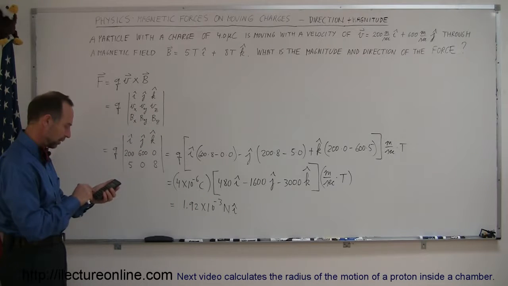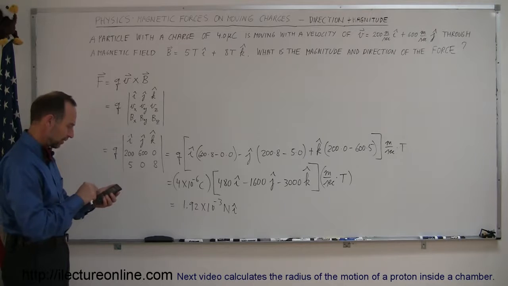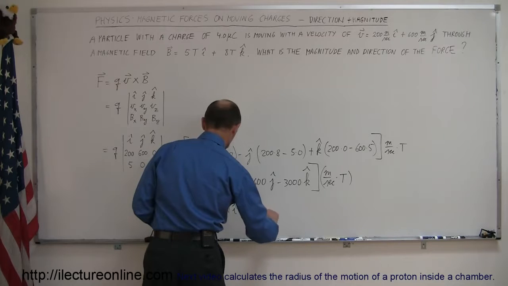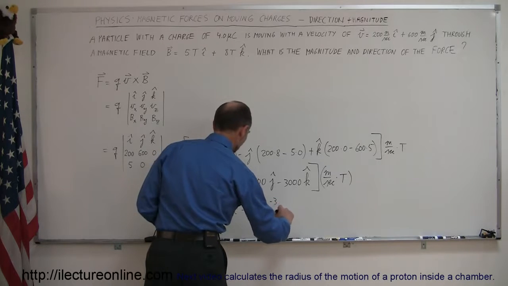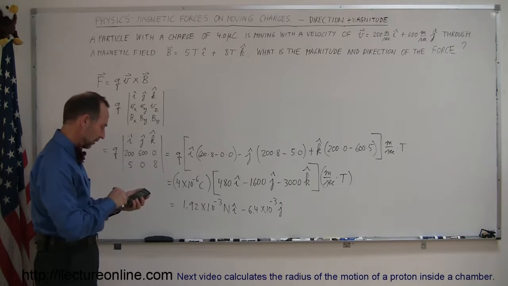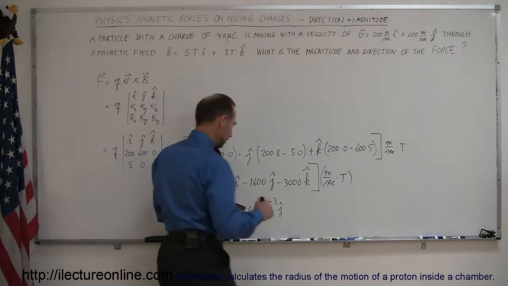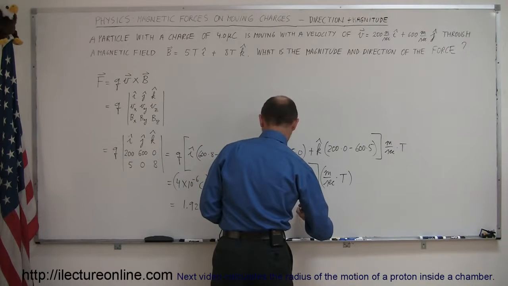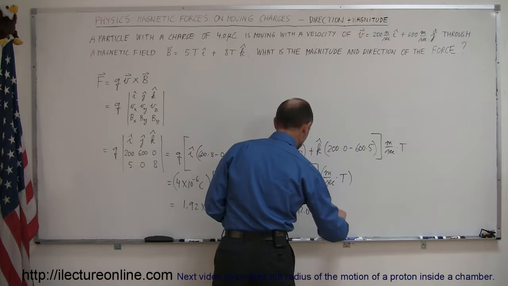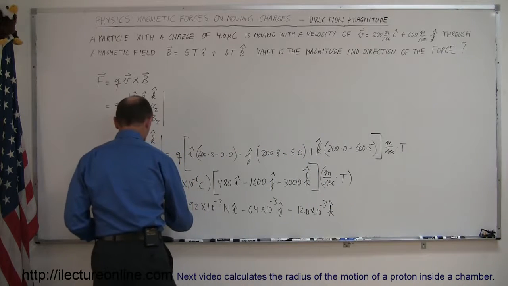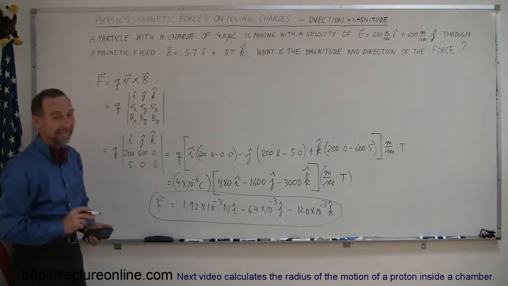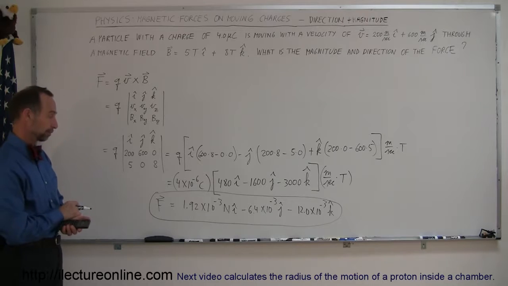Multiply 1600 times 4. 1600 times 4 e to the 6 minus equals, so we have 6.4. It's going to be a minus 6.4 times 10 to the minus 3 in the y direction. And then we have 3000 times 4 e to the 6 minus equals, and that would be a minus 12.0 times 10 to the minus 3 in the z direction times k, and that will be the magnitude and the direction of the force in ijk components.